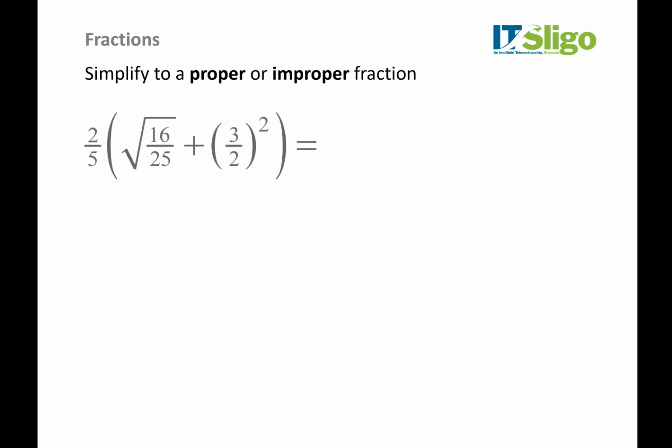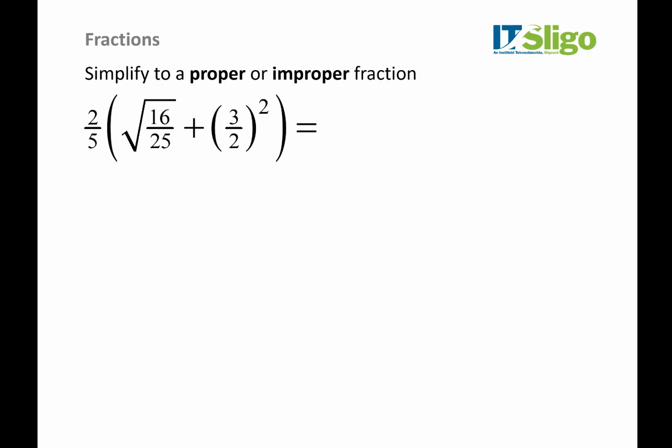Next one. Looks tricky, guys, but again, just keep BODMAS in mind. Don't freak out and take it step by step. So the 2/5 waits outside. Now, inside the bracket, guys, we have 2 operations going on. It doesn't actually matter which we do first, so I'm going to do the square root first. Square root the top. Square root the bottom.